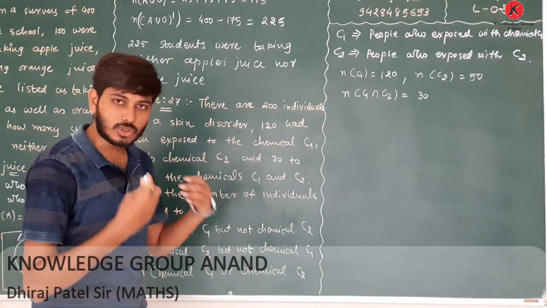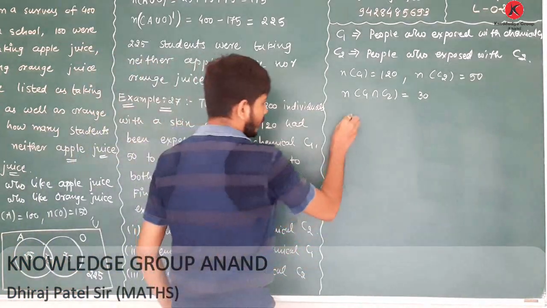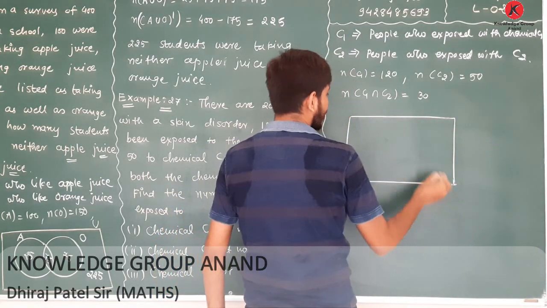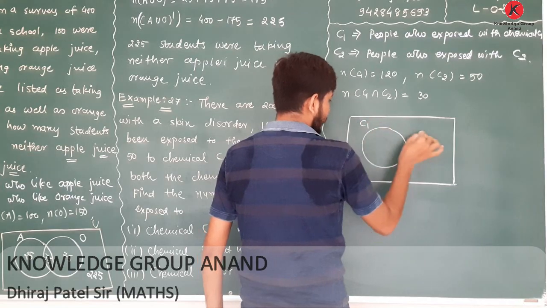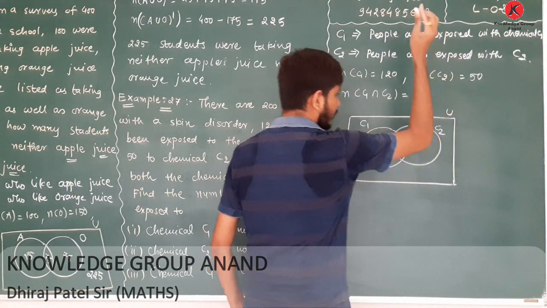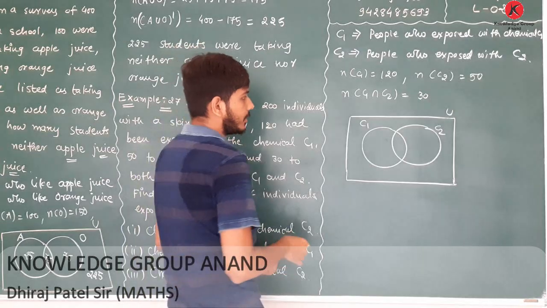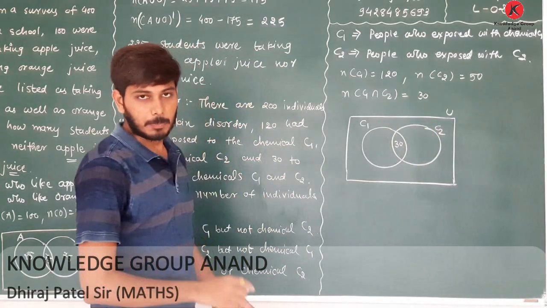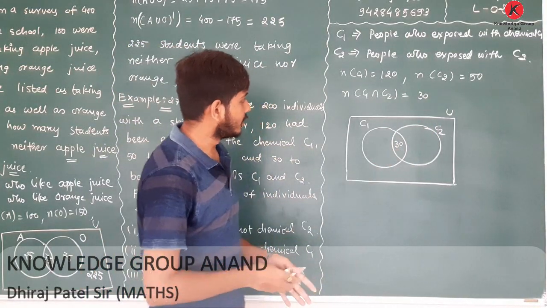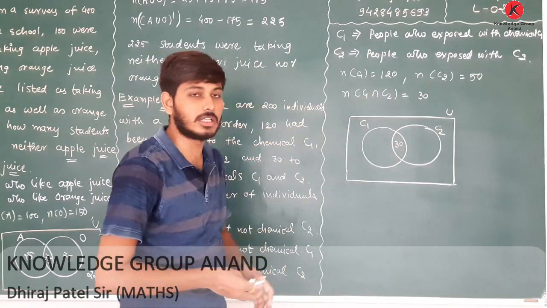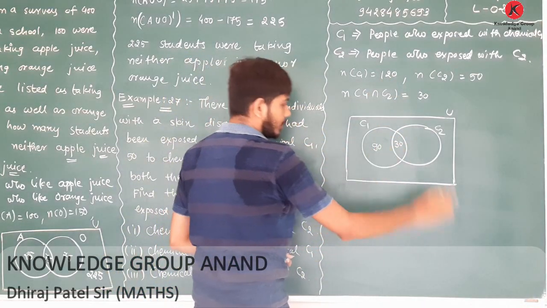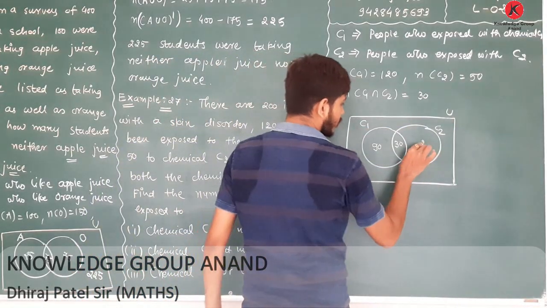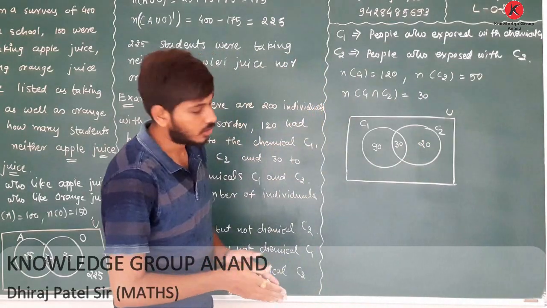Now I am drawing the Venn diagram first. So this is our Venn diagram. This is our set C1, this is set C2, and this is our universal set. Now represent the intersection portion first. Therefore 30 people are in this portion. Now we know that the total number of elements in C1 equals 120. Therefore you have to write 90 people in this portion. Next, C2 equals 50. Therefore you have to write 20 people in this portion. Okay, total 50 in C2.